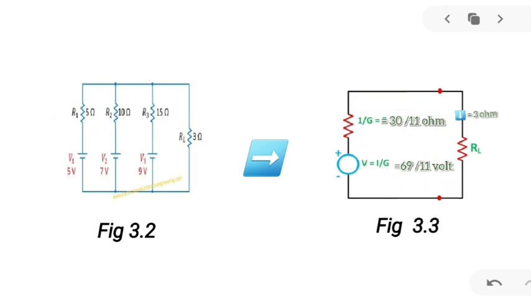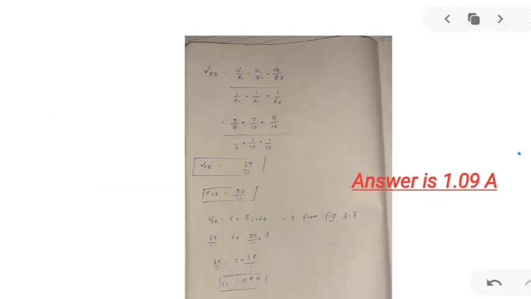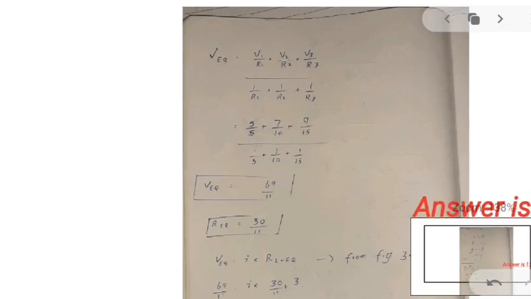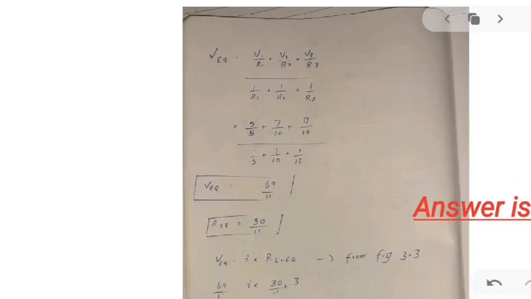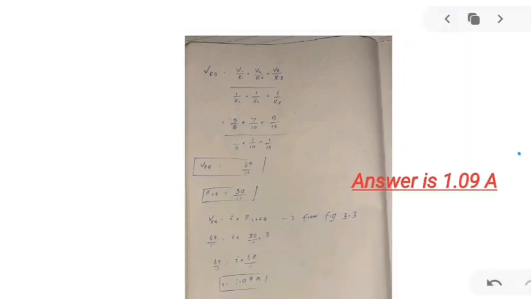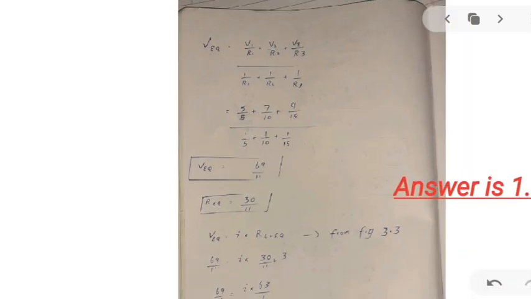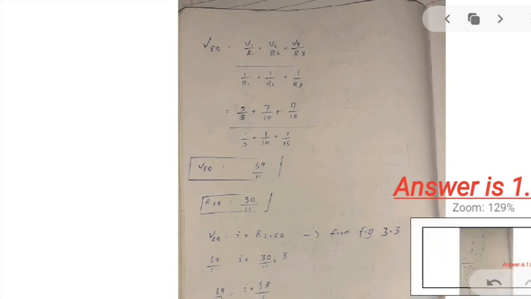Let's see. I have done this sum before, and see, the first step, V equivalent, I substituted and I got V equivalent equal to 69 by 11. And the next step is to find R equivalent. I got the R equivalent, then substitute in Ohm's law, V equals IR. So we can get the answer.